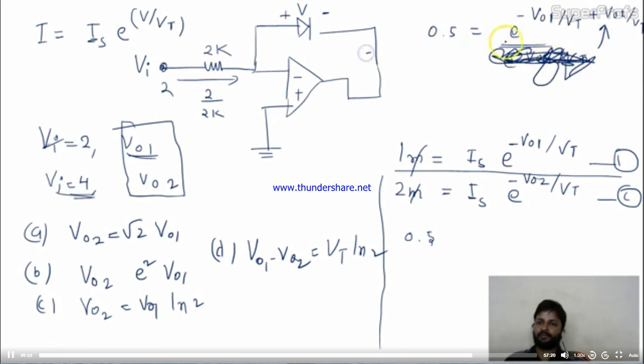Now on both sides I can take ln. So it will be ln 0.5, and on this side you will remain with V02 divided by Vt minus V01 divided by Vt. Okay friends, Vt is common on both sides. So your option is this. You can easily take it.